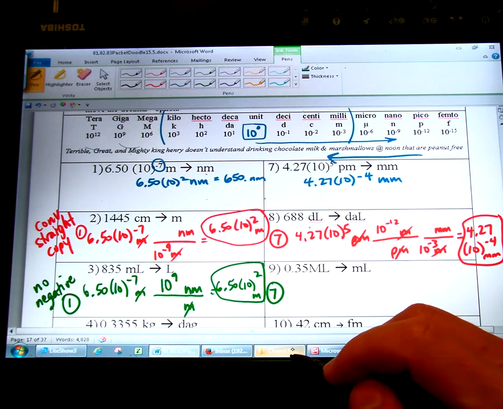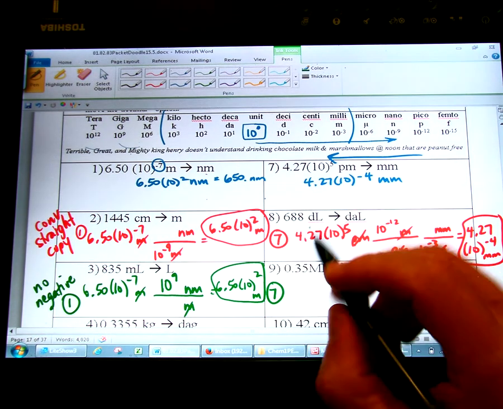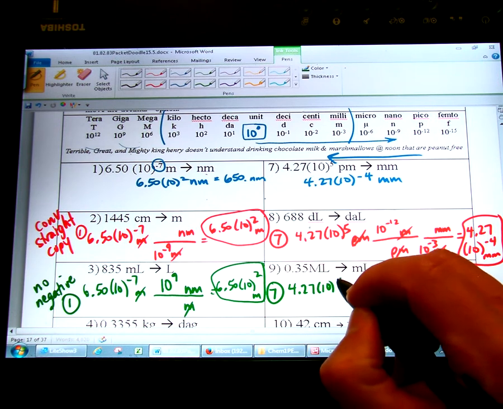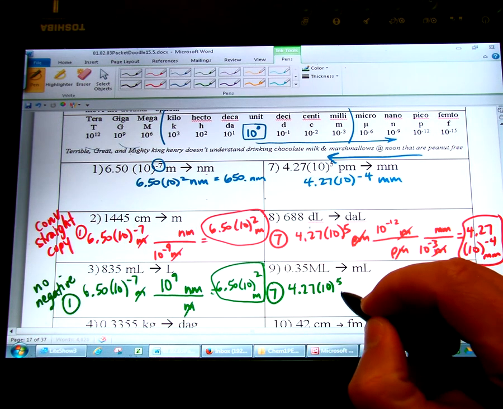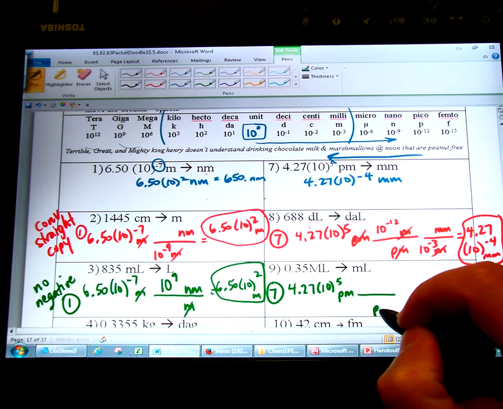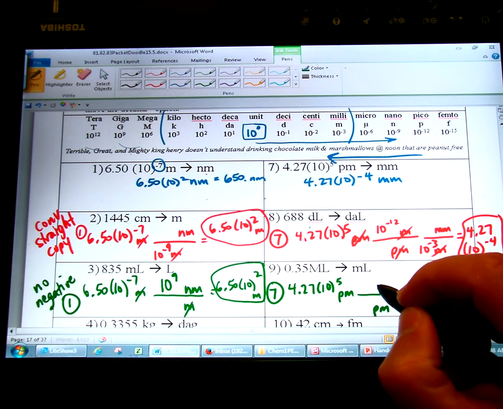Let's try number 7. This involves 2 conversions. So again, I'm going to start with 4.27 times 10 to the 5th, and I'm going to put picometers as my starting unit, and I want to get out of picometers, and I want to go to first meters, the regular unit.